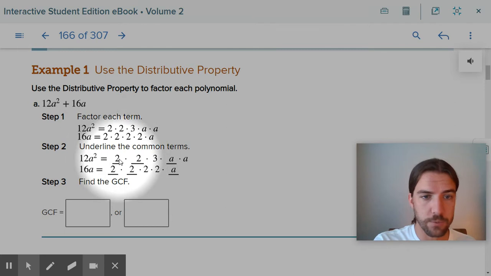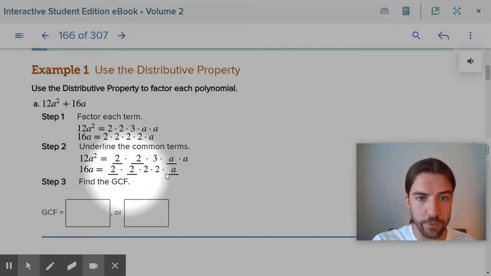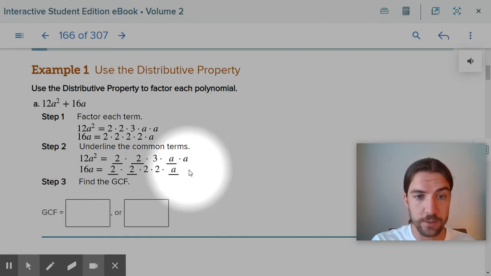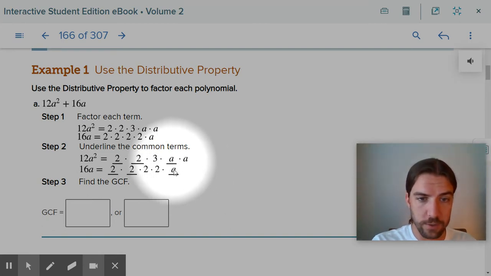So underline the common terms. Common to both 12a squared and 16a was a 2 and an a. The bottom one had more 2's, but the top one did not. So we're only saying that these two 2's were common in both, and one of the a's was common in both. There was not a second a in the next one, so we wouldn't say all of the a's are common. These ones are common, and these 2 pairs of 2's.